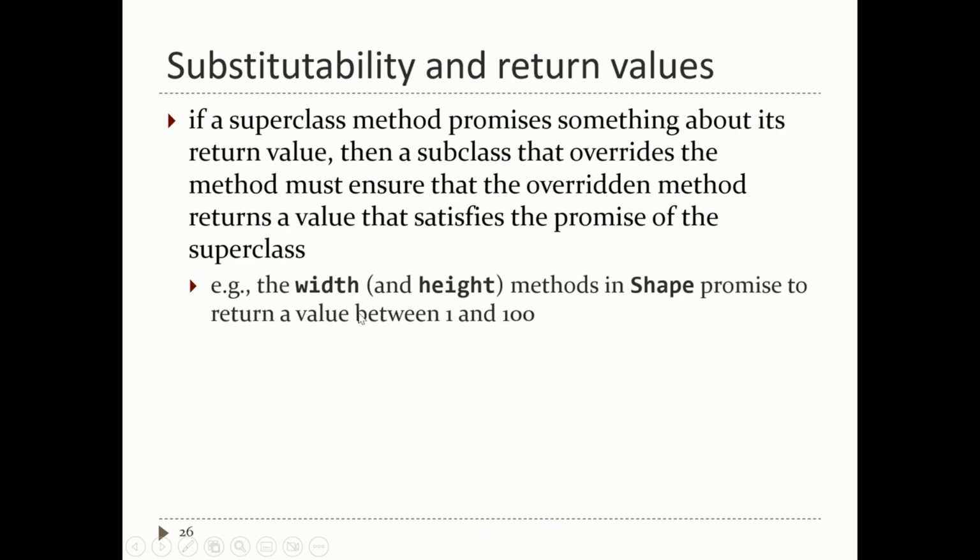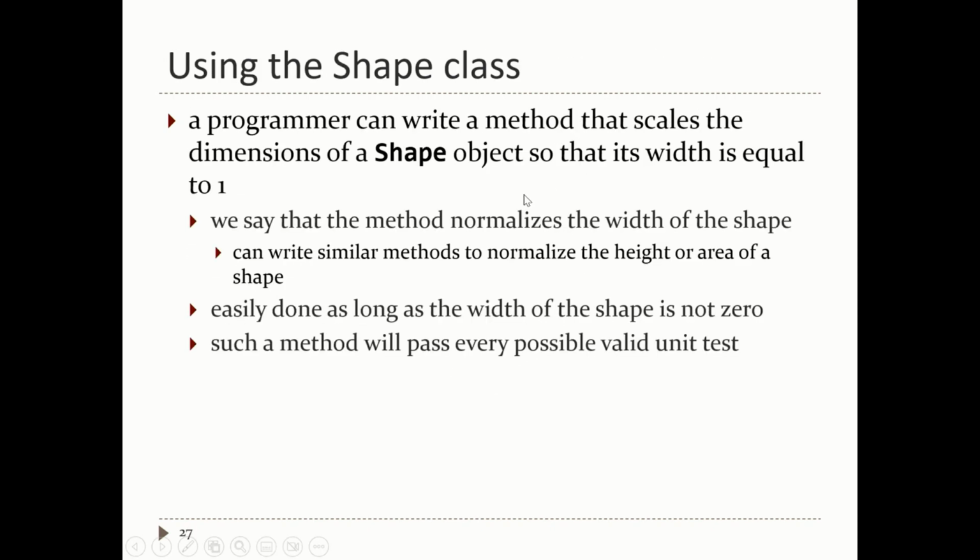All right, so remember that. They both promise to return a value that's between 1 and 100. So someone can take our Shape class and say, well, I want to write this method that scales a shape so that its width is always equal to 1. So if you have a width of 50, then it scales, and it divides the width and height by 50 to get a value of 1.